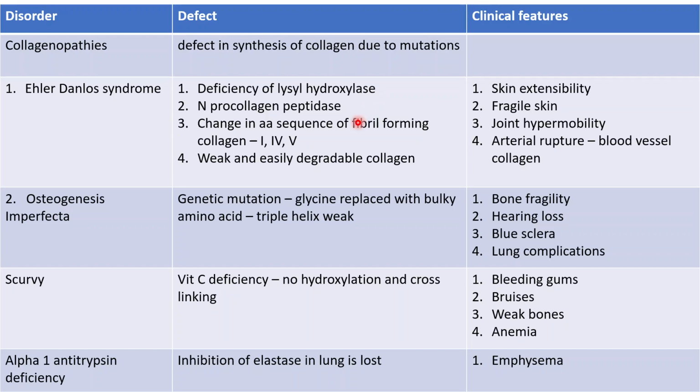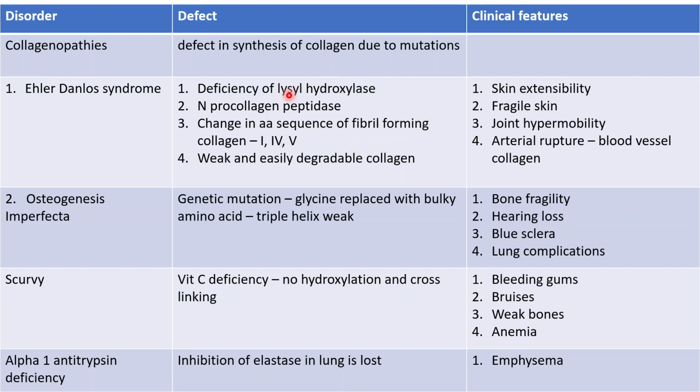peptidase removes the N terminal. If N-procollagen peptidase is absent, then the N terminal will not be broken down. There can also be a change in the sequence of amino acids in fibril-forming collagen, such as type 1, type 4, type 5. If the amino acid sequence is changed, the collagen becomes weak and easily degradable.